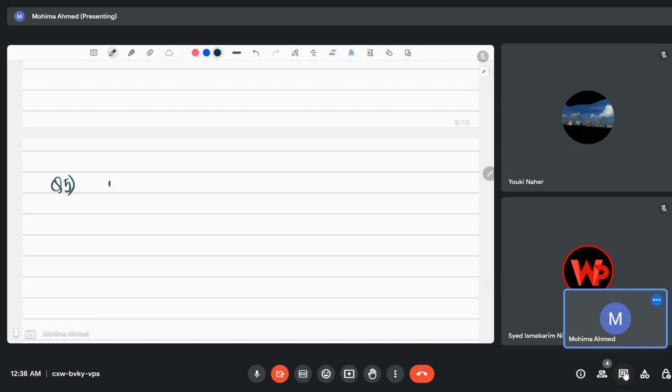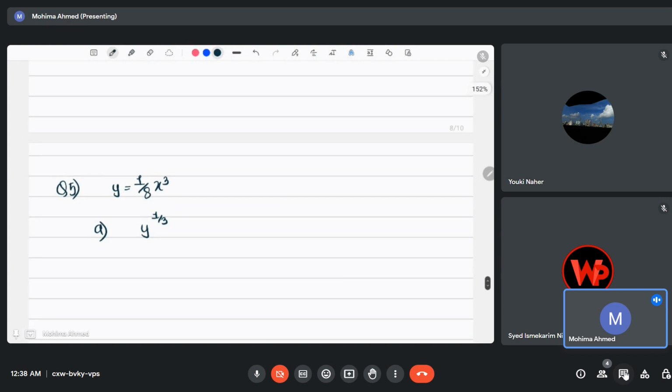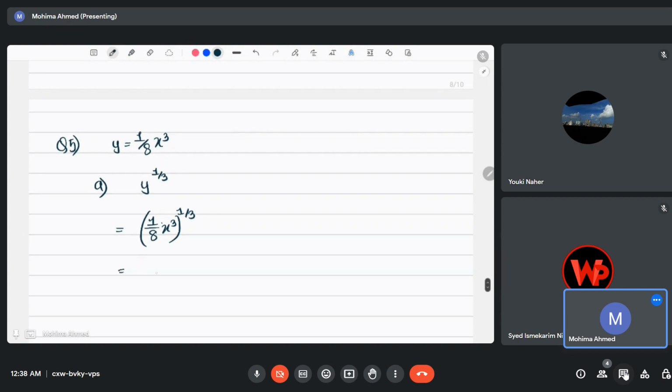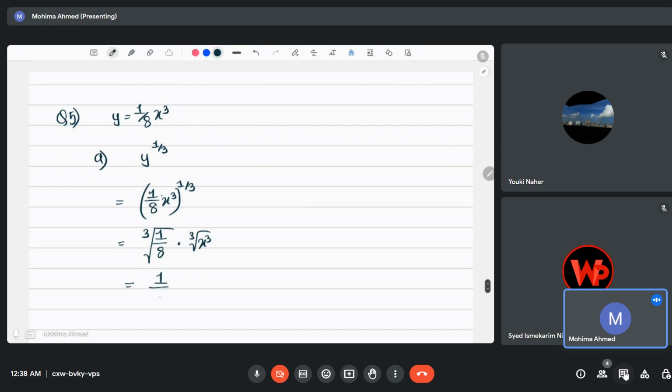Question 5. y equals 1 over 8x cubed. In part A, they want you to find the value of y to the power of 1 over 3, the cube root of y. So we can write this as 1 over 8x cubed with a whole power of 1 over 3, which means that 1 over 8 will be under a cube root multiplied with the cube root of x cubed, which is basically 1 over 2 multiplied with x. You can write your answer as half x or x by 2.